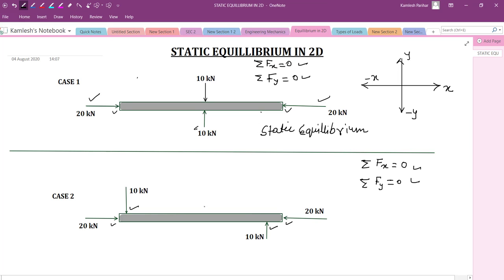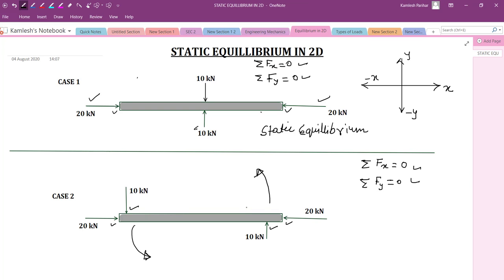But what about case 2? Is this bar in static equilibrium? When you answer this question, you will say no, this bar is not in static equilibrium. It means in this case the bar will rotate. This 10 kN will rotate the bar one way, and this 10 kN will rotate the bar anti-clockwise. So the bar will have an anti-clockwise rotation. Now you must ask yourself, when the sum of all the forces in x and y is 0 in both the cases, why is the second bar rotating and the first bar in static equilibrium?